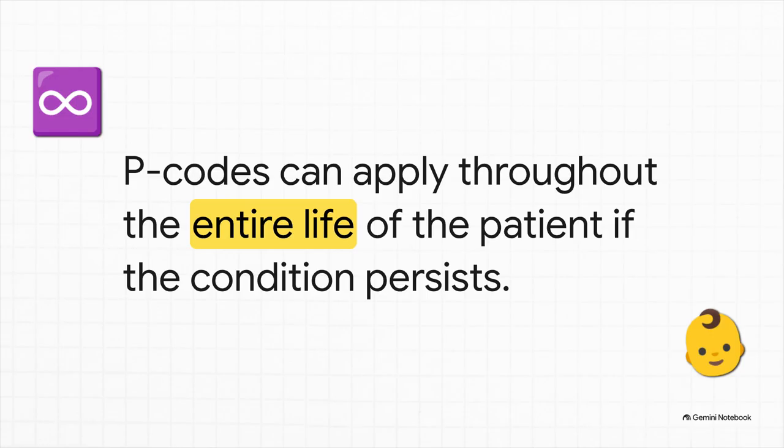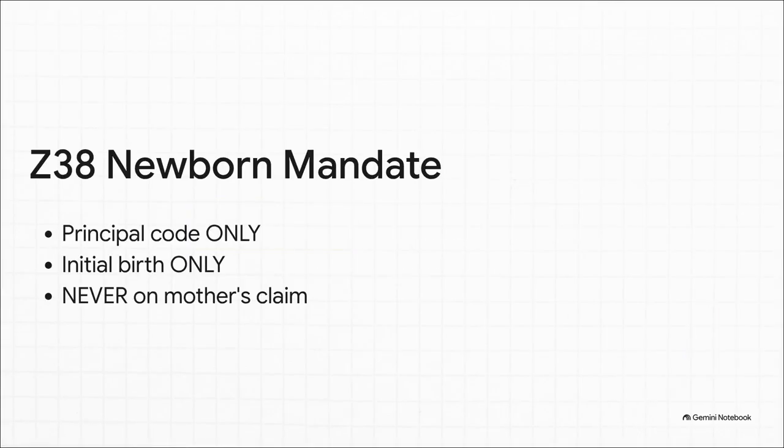If a perinatal condition sticks around, you can keep right on using those Chapter 16 P codes well into the patient's childhood or even their adulthood. Like, think about bronchopulmonary dysplasia from premature birth. If your patient is 5 years old, or heck, 20 years old and still battling it, that P code stays. The origin of the condition dictates the code, not the patient's current age. Pretty wild, right? On the flip side, we have the category Z38 newborn codes.